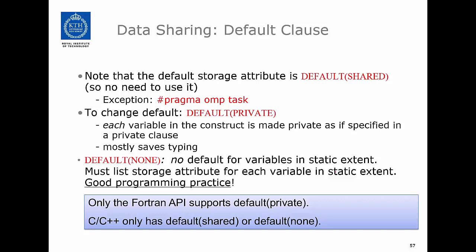So you can specify a change in the default behavior. The default is shared, so you don't need to specify that. But I recommend that you specify default none. Default private is only for Fortran, so that's not meaningful here. But for C, it's good practice to specify default none. That means that you have to specify the storage attribute shared or private for every variable in the static extent. This is good programming practice. So default none, I recommend.